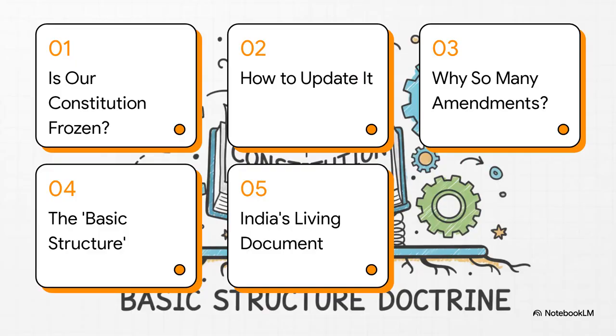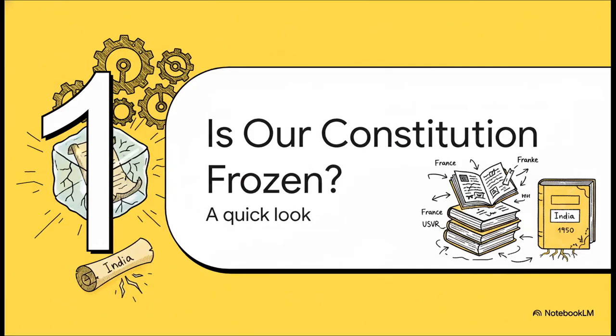And don't you worry, we're not going to get lost. We have a simple roadmap. We'll ask, is our Constitution frozen? Then we'll see how to update it. We'll look at why there are so many amendments. Then, the really interesting part, the unchangeable basic structure. And finally, we'll see what makes it a living document. Super simple? Let's go. All right, first up, is our Constitution frozen?